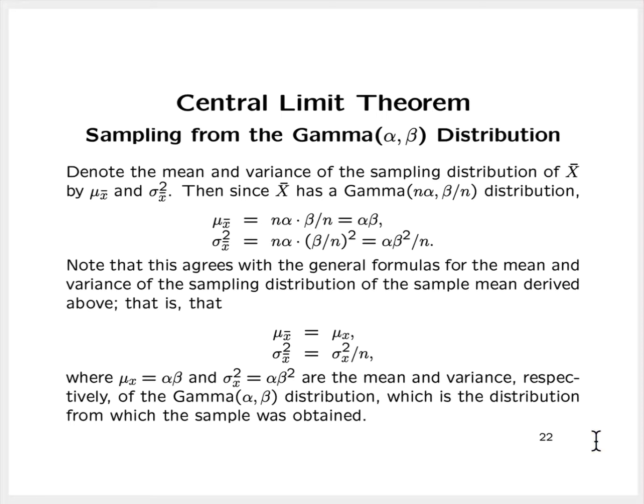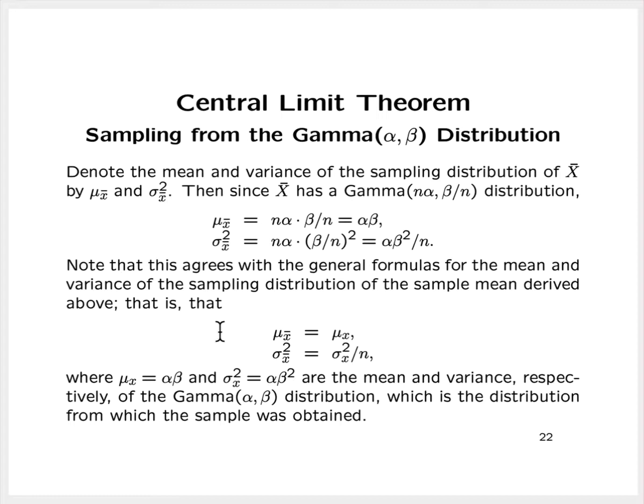Okay, now let's go back to considering sampling from the general gamma alpha beta distribution. And we want to think about what are the mean and variance of the sampling distribution of the sample mean when we're sampling from this general gamma alpha beta distribution. Denote the mean and variance of the sampling distribution of x bar in the usual way, so mu sub x bar and sigma squared sub x bar. Then it can be shown that the mean and variance of the sampling distribution of x bar are alpha times beta and alpha times beta squared over n.